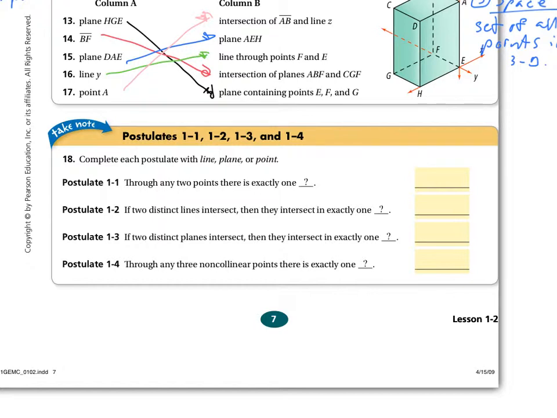So for the first one, it says, through any 2 points, there's exactly one, and what's missing here is the word line. And so that's what goes here. So through any 2 points, there's exactly one line. There's no way you could draw a line any differently if you have 2 points. Everybody would draw the same line. And so I'll go ahead and just let you put that on a flashcard for right now. When we talk about if-then statements, then we'll get into that. But for right now, just put that on your flashcard and learn it. Through any 2 points, there's exactly one line.